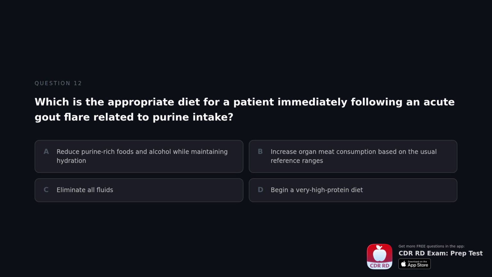Which is the appropriate diet for a patient immediately following an acute gout flare related to purine intake? A. Reduce purine-rich foods and alcohol while maintaining hydration. B. Increase organ meat consumption based on the usual reference ranges. C. Eliminate all fluids. D. Begin a very high-protein diet.